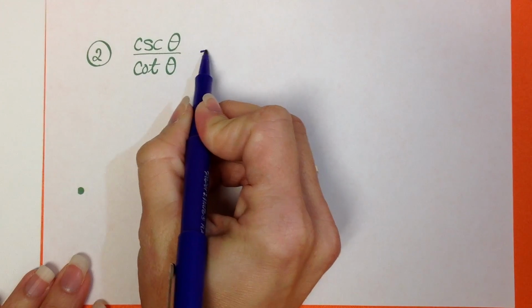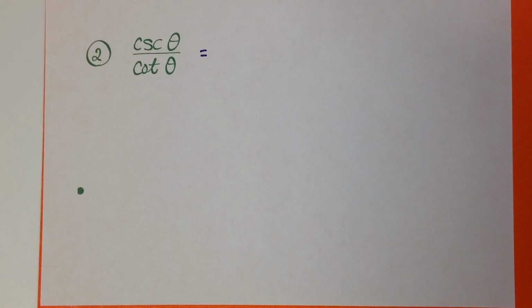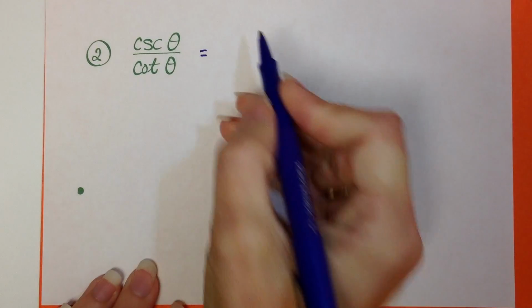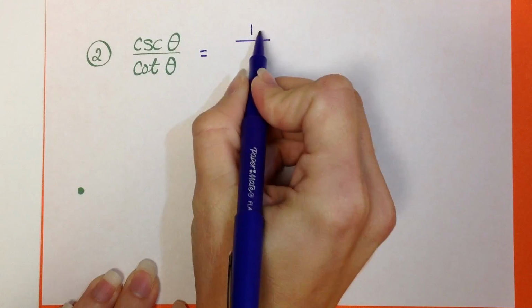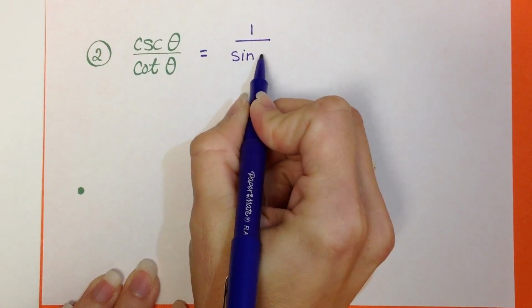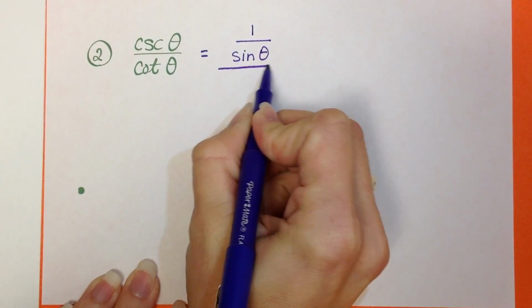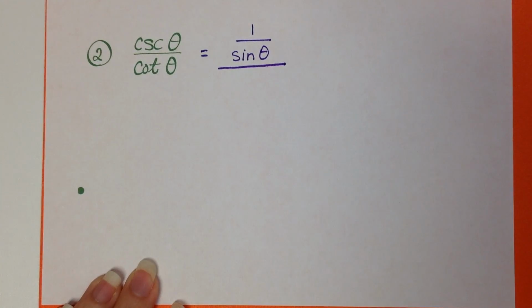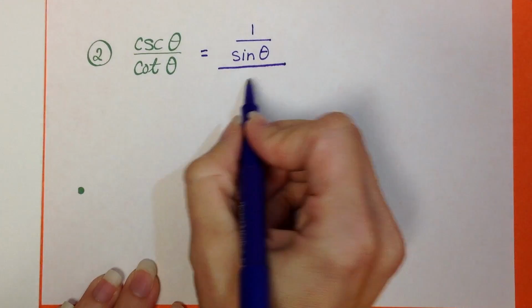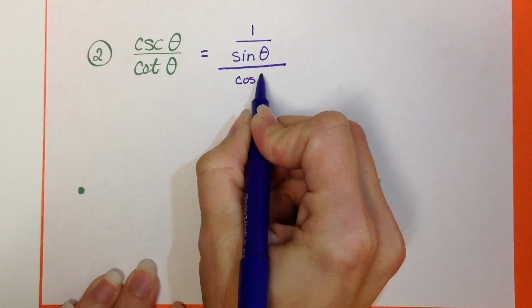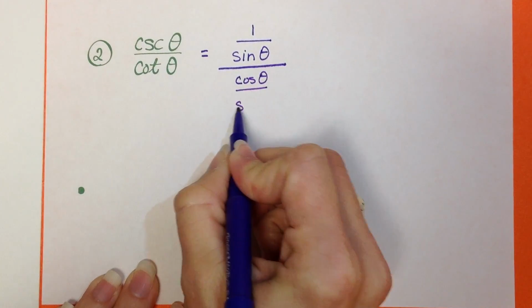Okay, same instruction, so we're working toward having everything in terms of sines and cosines. So you would replace cosecant using the reciprocal identity. That would be 1 divided by sine theta. And then cotangent, you'd want to use the ratio identity. So similar to what I did with tangent just on the previous problem, your ratio identity for cotangent is cosine divided by sine.